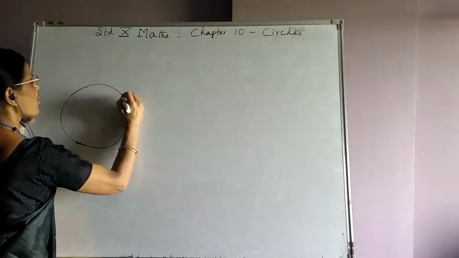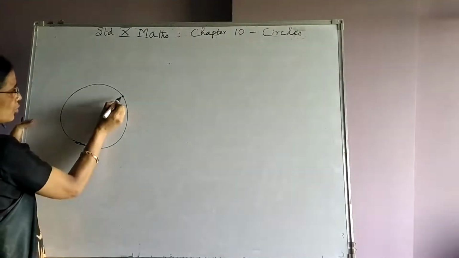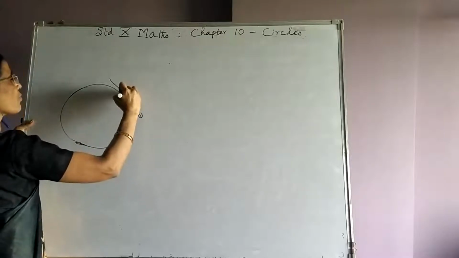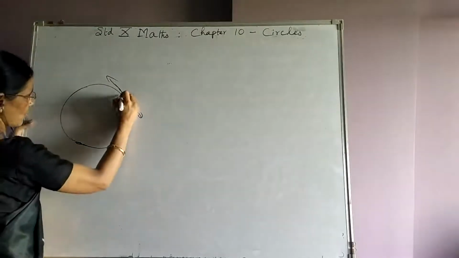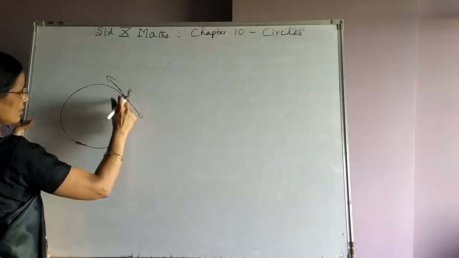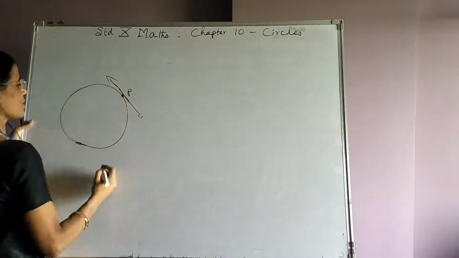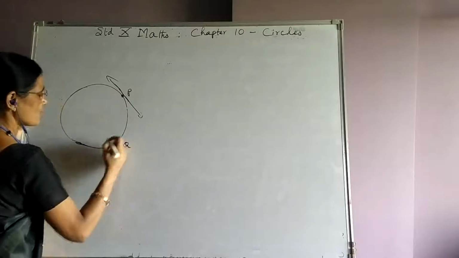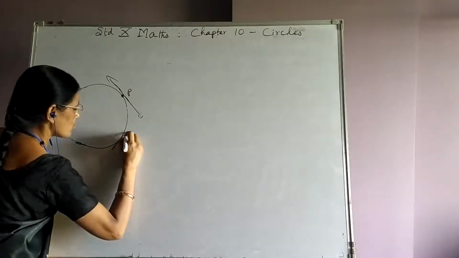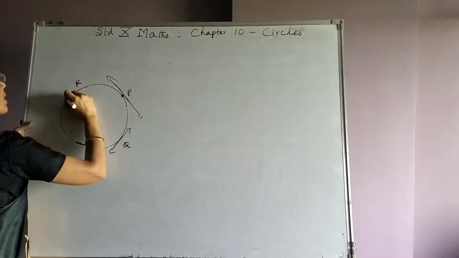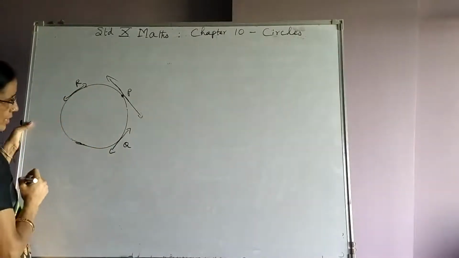Suppose we take a point on the circle. Through a point on the circle, how many tangents can be drawn? Only one tangent can be drawn. So a point P is taken on the circle. Through P only one tangent can be drawn. I take another point Q on the circle. Through Q a tangent can be drawn. I have taken a third point R on the circle. A tangent can be drawn.